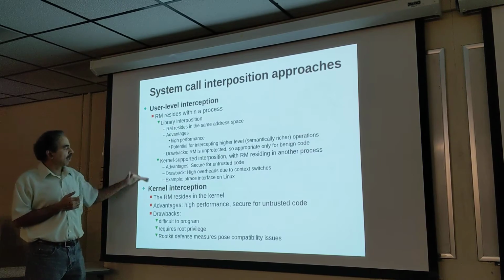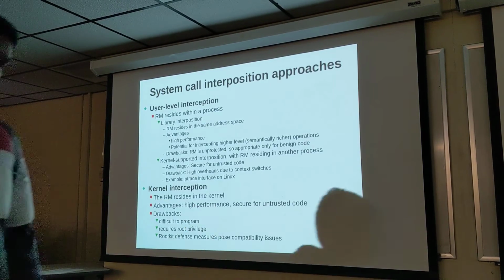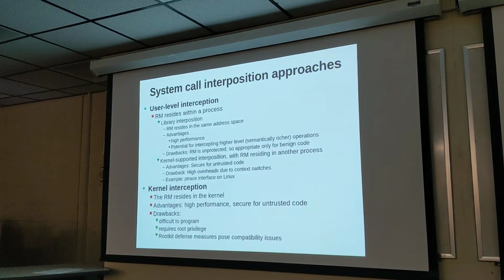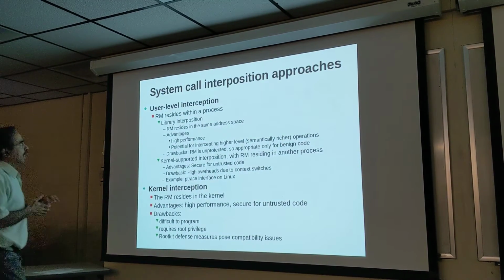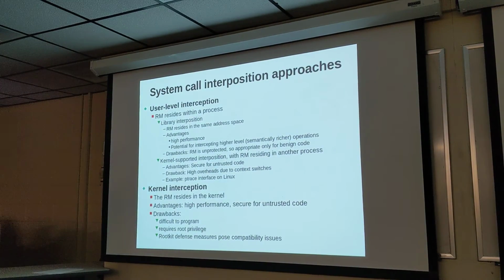And the question of user level versus kernel is basically where does the checker reside? If the checker resides in the user space, then we call that user level interception. But if the checker resides in the kernel space, then we say it's a kernel interception.